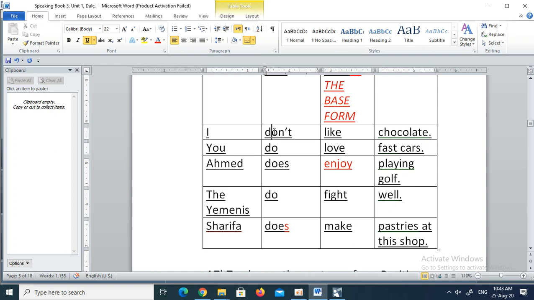I have a positive statement. You do love fast cars. I make it negative. You don't love fast cars. Ahmed does enjoy playing golf. To make it negative, all I do is add an N'T. Ahmed doesn't enjoy playing golf. So it has gone from positive to negative.